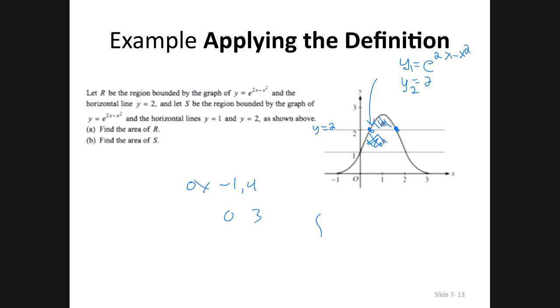Because top function to find the area of R is just going to be e to the 2x minus x squared minus 2. But I need my interval. And in order to find my interval, I need these 2 points. They're both very long decimals. Just give me 2 decimal places. All right, 0.45 and 1.55.